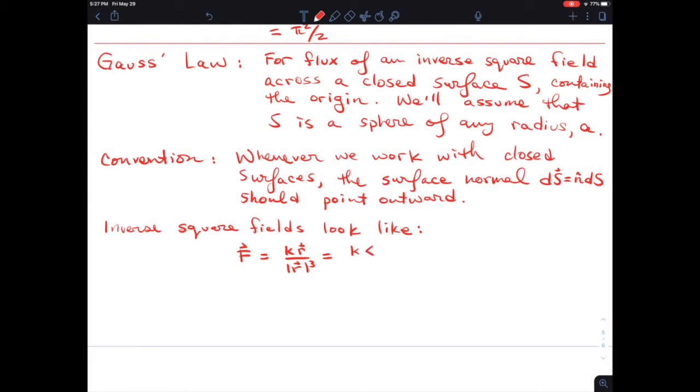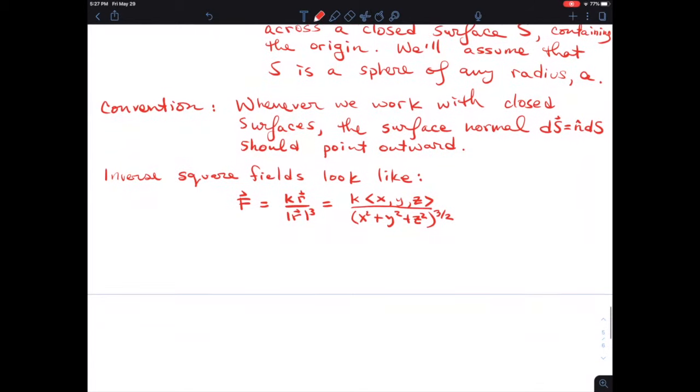But you've got this k. The r, again, position vector is just x, y, z, like that. And the magnitude of that is the square root of x squared plus y squared plus z squared, but then you have to raise that to the third power. So you're going to do an x squared plus y squared plus z squared. Again, the square root of that to the third makes it a 3/2 exponent. Okay.